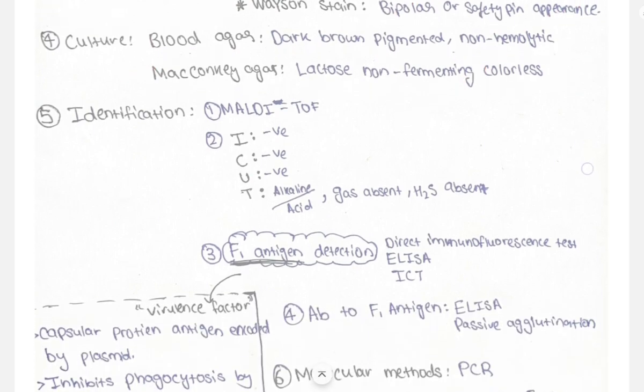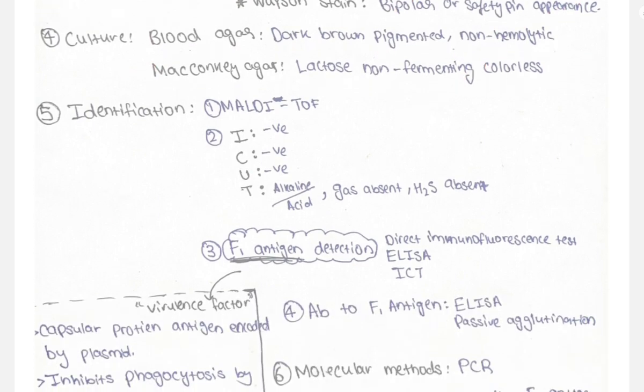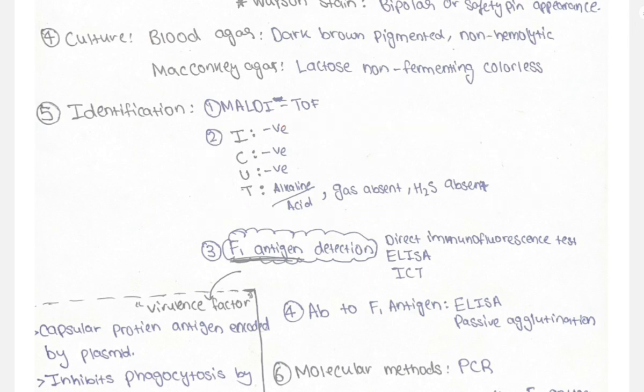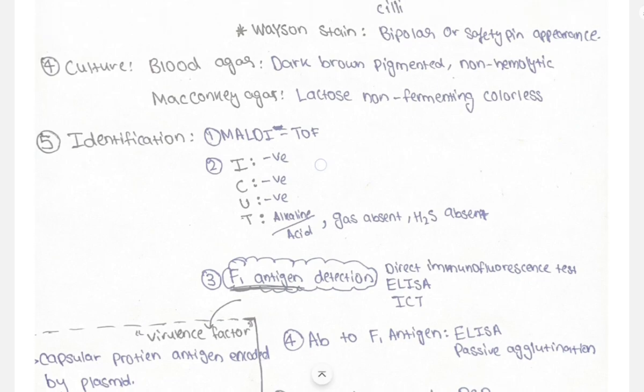And finally, coming to the next one, we have identification. Identification is pretty easy. We all know the common tests, for example motility and the IMViC tests: indole, citrate, urease, and the TSI test. Indole is negative, citrate is negative, urease is negative, and even the TSI test shows an alkaline slant over acid butt. Gas is absent, H2S absent. Plague is really easy. Almost everything is absent. We see H2S absent, gas absent, alkaline over acid. All of these are negative.